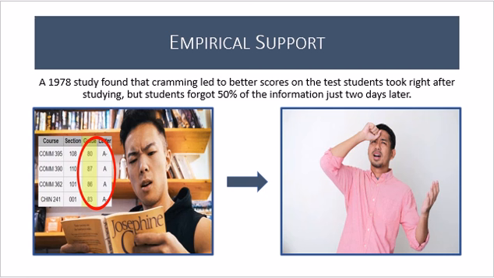A 1978 study found that cramming led to better scores on the test that students took right after studying, but students forgot 50% of that information just 2 days later. The students who studied using retrieval practice, however, forgot only 13% of the information 2 days later, which means that they retained 37% more information than the crammers did.